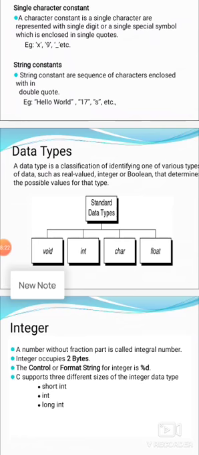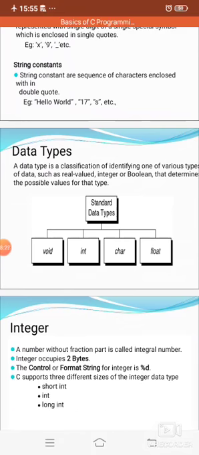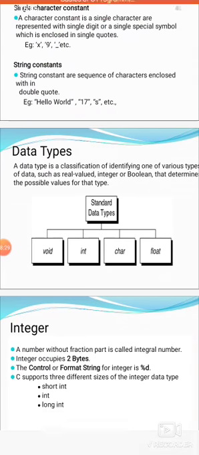And data type. A data type is a classification identifying one or more types of data, such as real value, integer or boolean, that determines the possible values of that particular type. The standard data types used in C are void, int, character and float. These are the keywords for the data types also. Void, for integer you will specify int, for character char, and for float it is float.